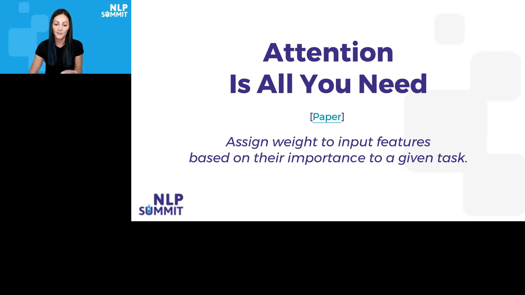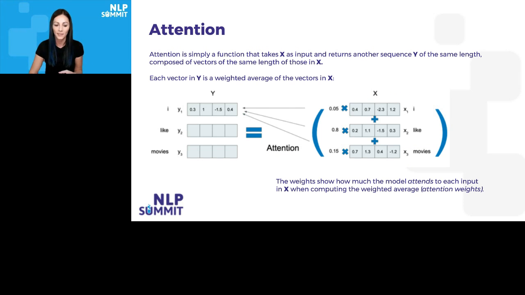And here it's visualized. So if you want to understand how attention is calculated, it's simply a function that takes X as input, and you can see X here on the right side being 3 tokens, "I like movies." And the attention returns another sequence Y of the same length, composed of vectors of the same length as those in X. And each vector in Y is a weighted average of the vectors in X. But as you can see here in front of X, we do have weights. And the weights actually show how much the model attends to each input in X when computing the weighted average.